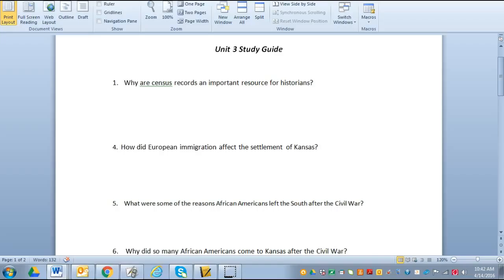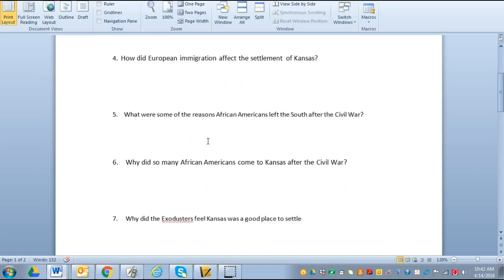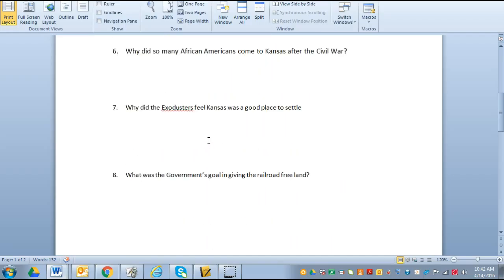Why did so many African Americans come to Kansas after the Civil War? What was the pull to Kansas? So is it an easier way to make money there? Okay, there was opportunity to make money, cheaper land.